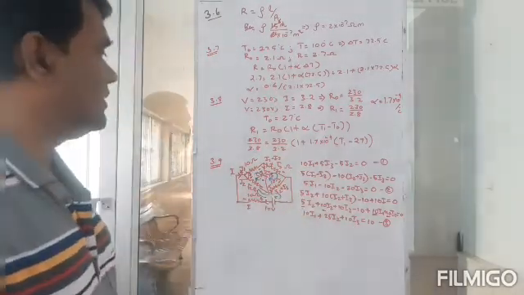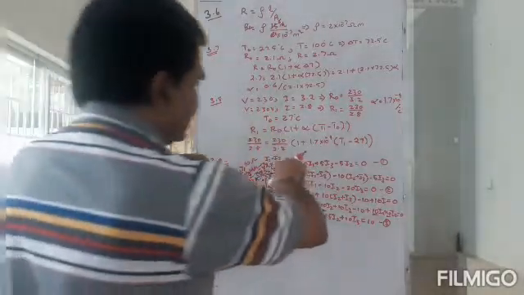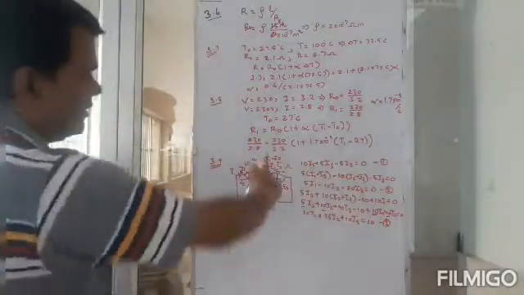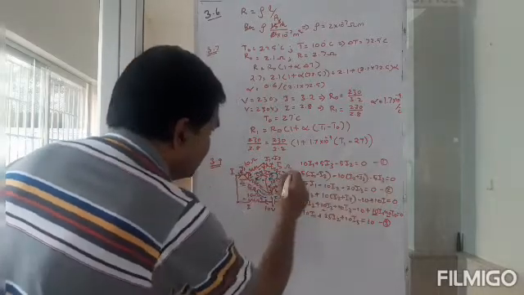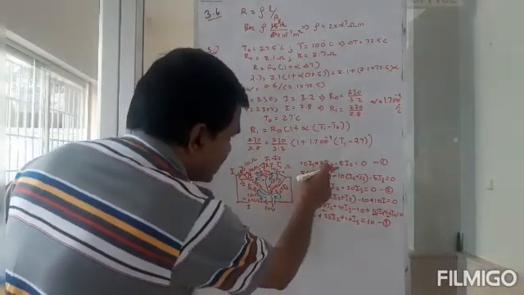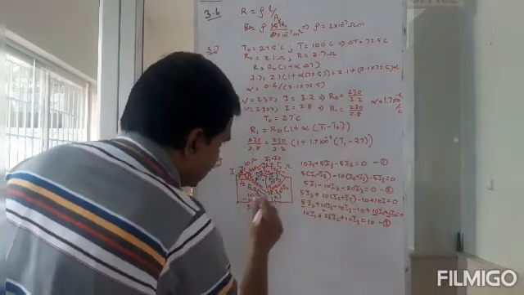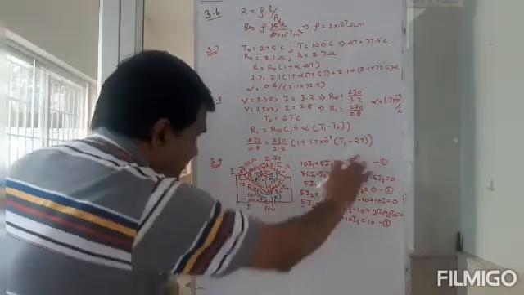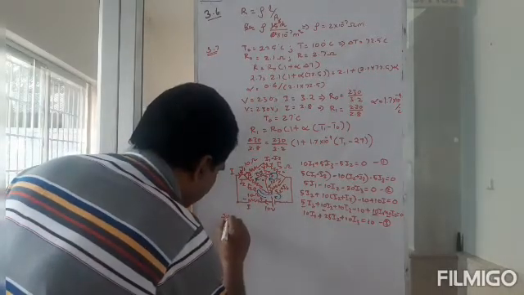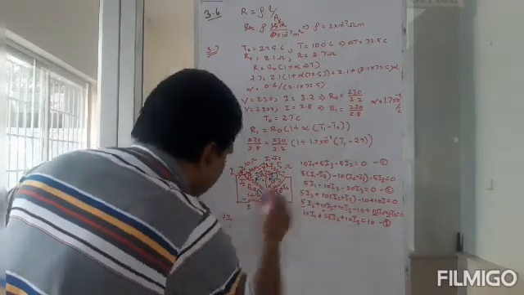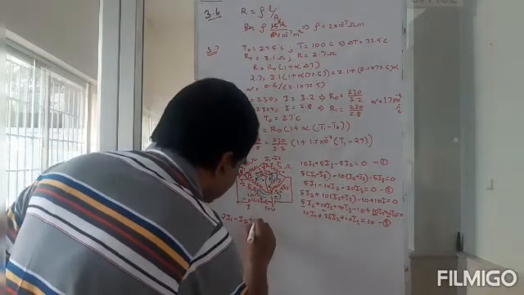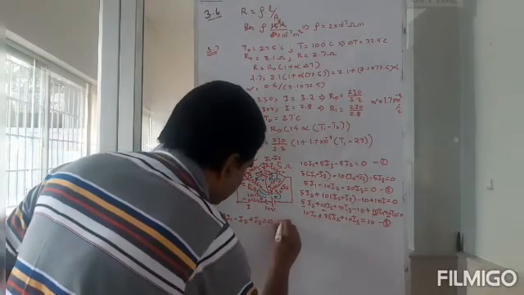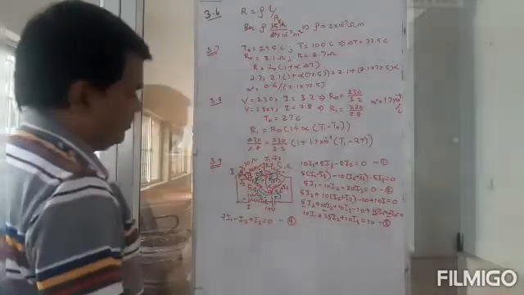I can even reduce these equations. Like I can divide the whole thing by 5. If I divide the whole thing by 5, what would happen to that one? So that's going to be 2i1 minus i2 plus i3. So 2i1 minus i2 and plus i3 equals 0. This is my equation 4.